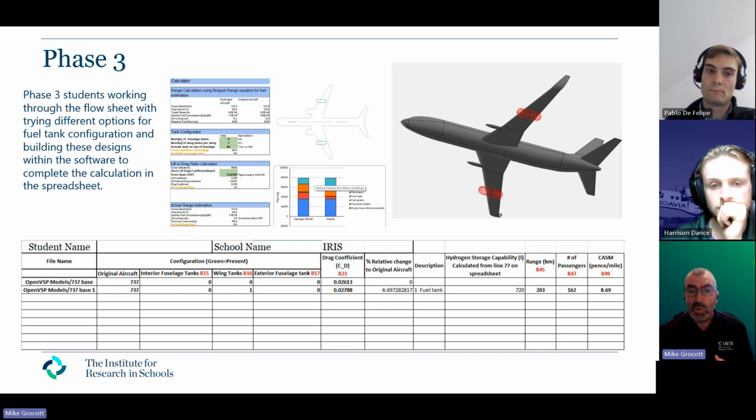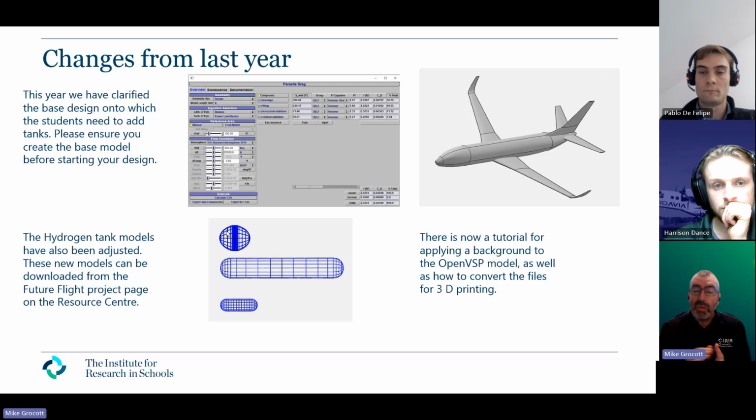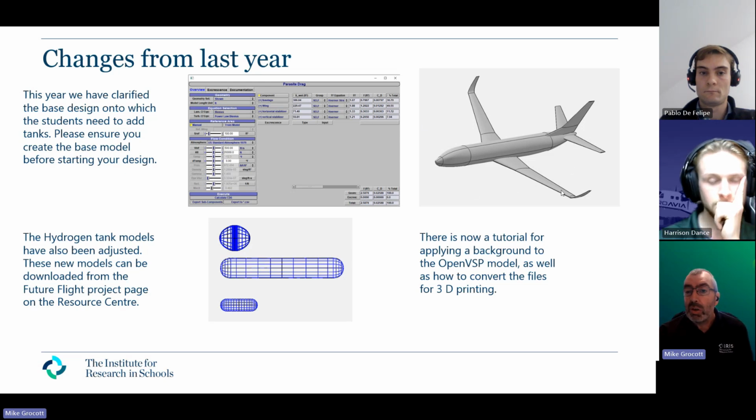Now, there is a flow sheet in phase 3 to take you through the various steps, so you can actually work your way down through and then go back around the loop. Now, for this year, we've put in a couple of tweaks for changes from last year. The first one is a base design. So much like Harrison was saying, this is the base design now for your 737.